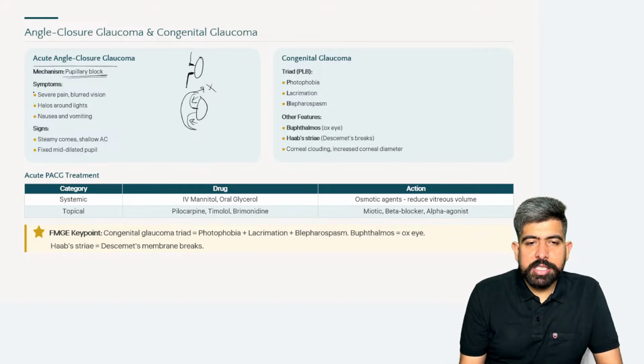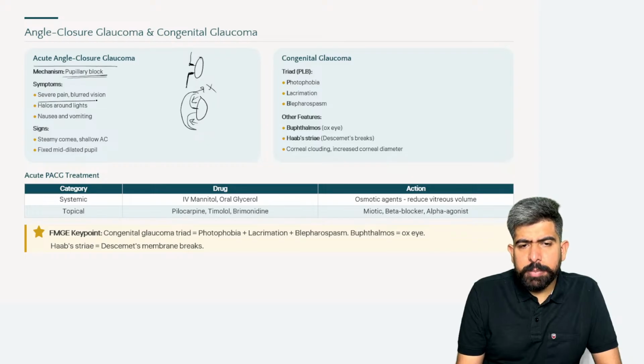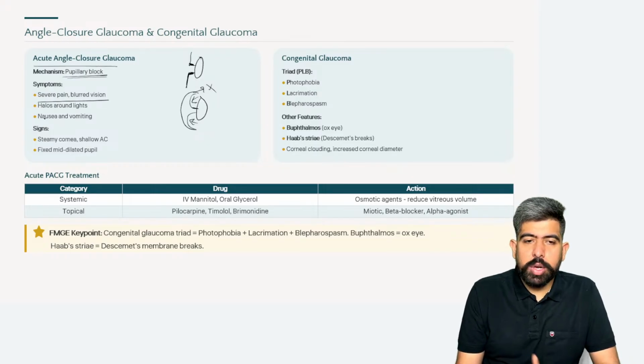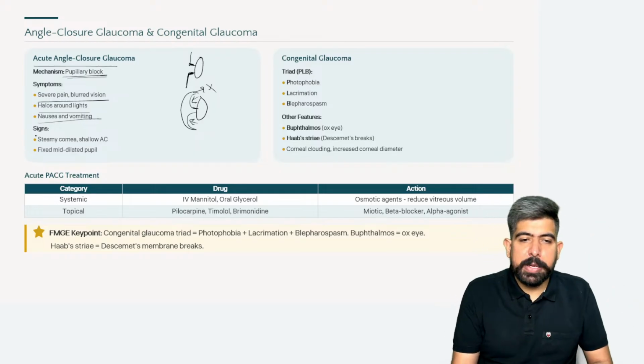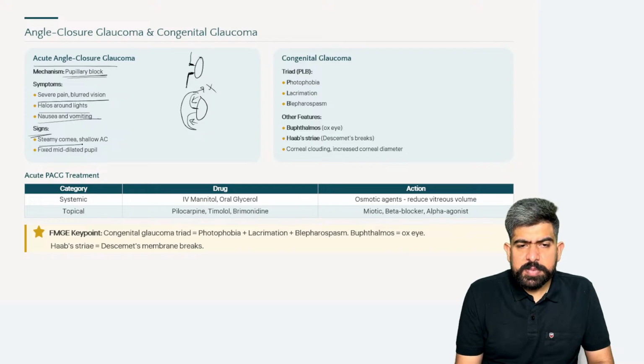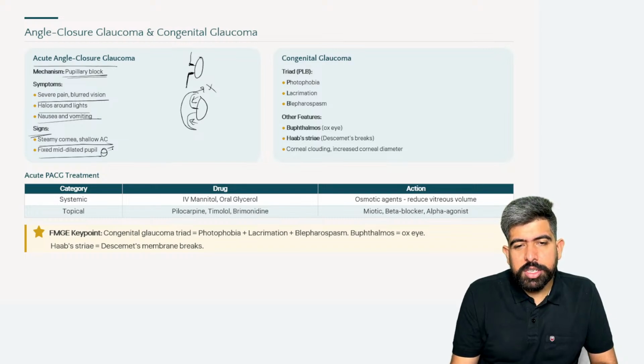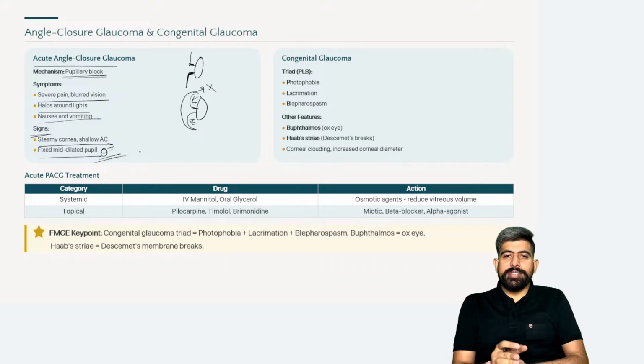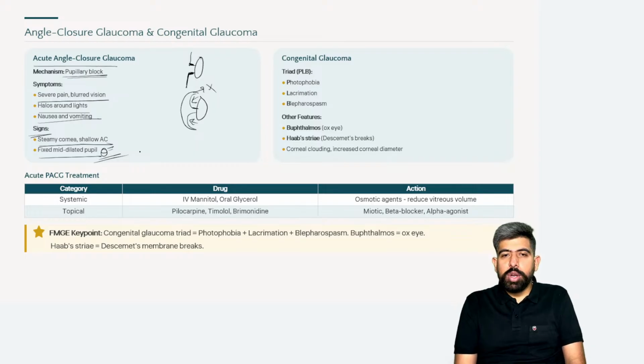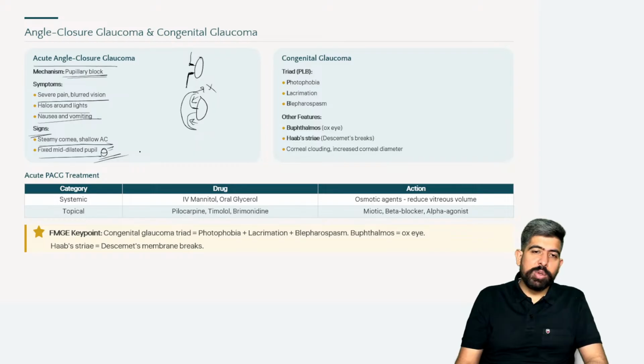And what symptoms will the patient have? Please remember: severe pain and blurring of vision, sudden onset, halos and coloured lights, and nausea and vomiting because of the sudden increase in intraocular pressure. The signs are a steamy cornea, shallow anterior chamber, and a fixed mid-dilated pupil. Please remember, this is the keyword. If the clinical question mentions a patient with painful, sudden blurring of vision, severe pain, vomiting, and a fixed mid-dilated pupil, the answer should be angle closure glaucoma.